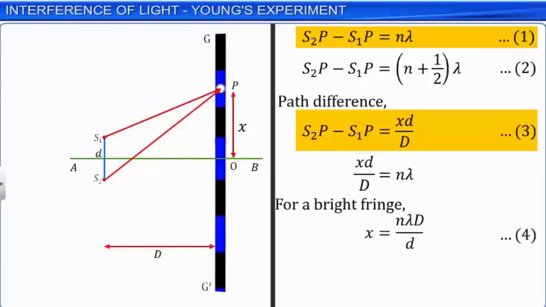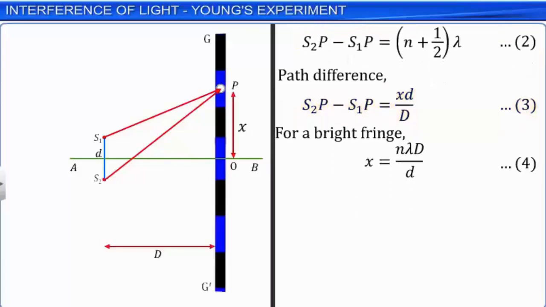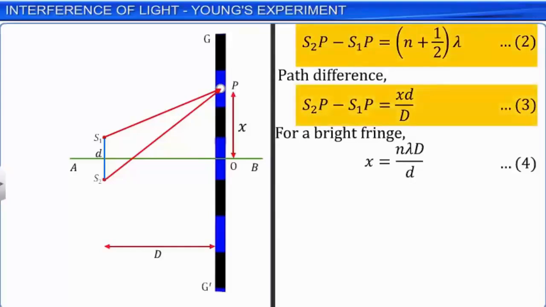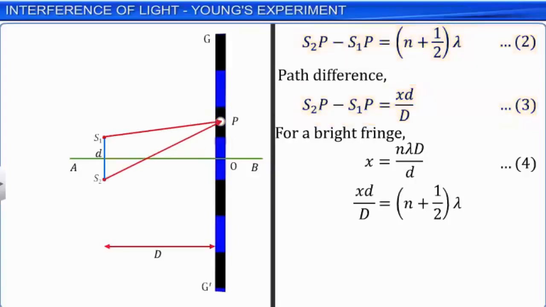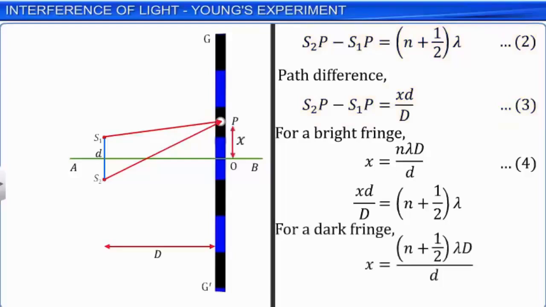From equations 2 and 3, if x d by D is equal to n plus half into lambda, then at point P we will have a dark fringe. That is, for a dark fringe, x is equal to n plus half into lambda into D by d. Let this be equation 5. Here, n is equal to 0, or plus or minus 1, or plus or minus 2, and so on.